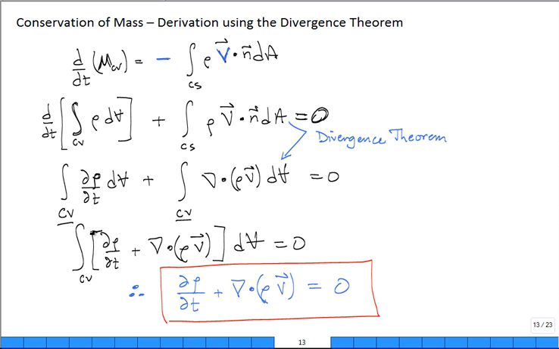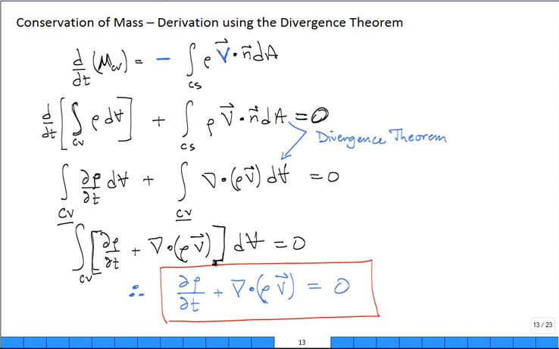So everything in this square bracket is what we call the integrand of that volume integral. That volume integral was arbitrary to begin with, any region of space in my fluid flow field. And because it's arbitrary, at every point it has to be equal to 0. There's a little logic in that.